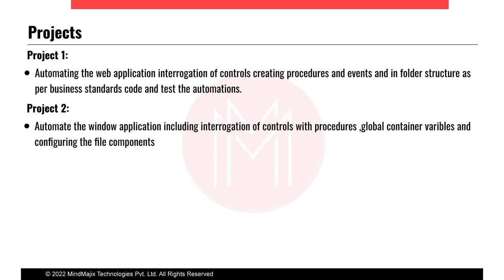Procedure automation is also about automation, which I will explain in later sessions. Then global container variables and configuring file components. There are some components in file configuration that you can use in the automation, apart from global container variables. The project sessions will clarify this when it comes to working on the projects.